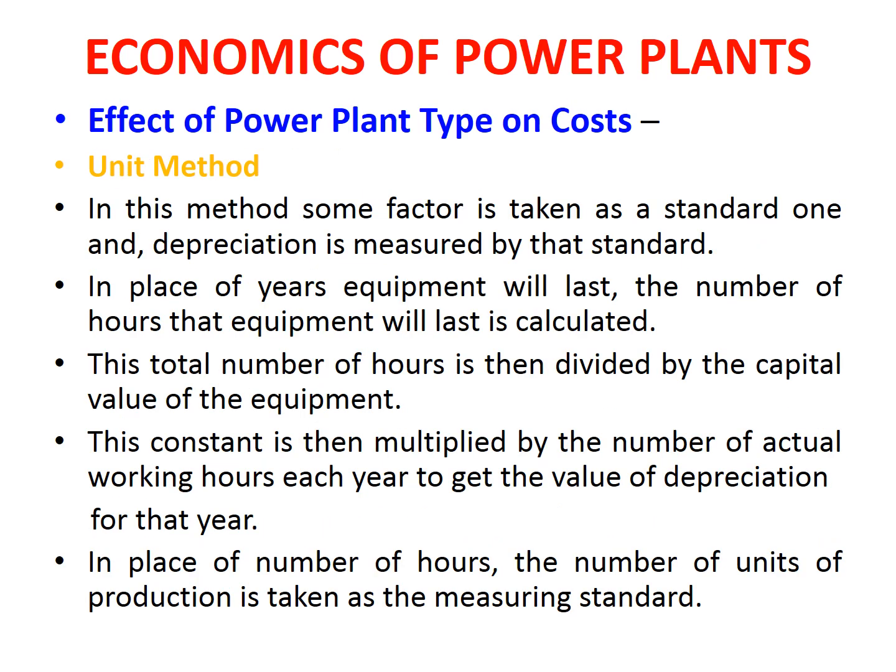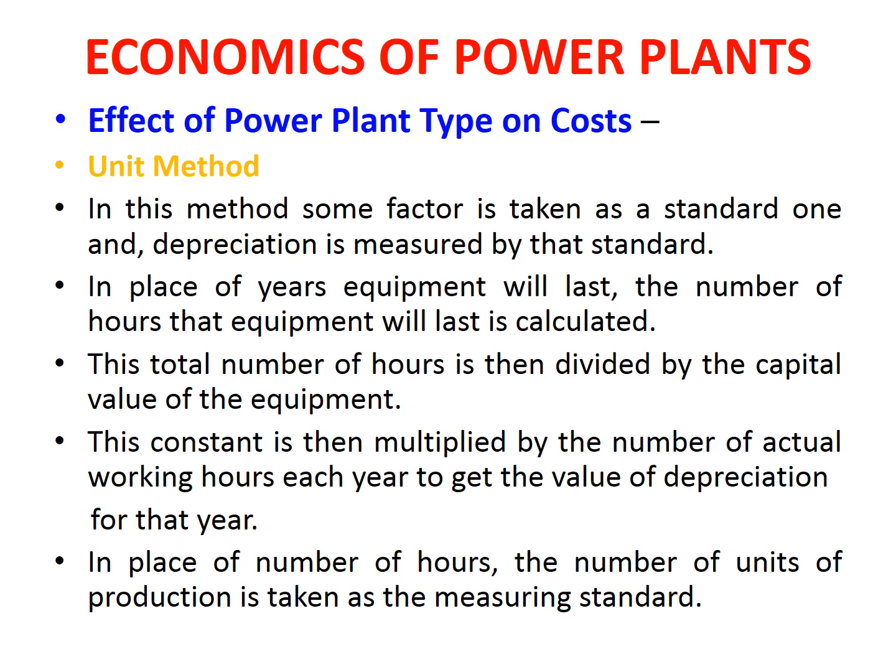Then the unit method. In this method, some factor is taken as a standard and depreciation is measured by that standard. In place of years, the number of hours that the equipment will last is calculated. This total number of hours is then divided by the capital value of the equipment. This constant is then multiplied by the number of actual working hours each year to get the value of depreciation for that year. In place of the number of hours, the number of units of production is taken as the measuring standard.